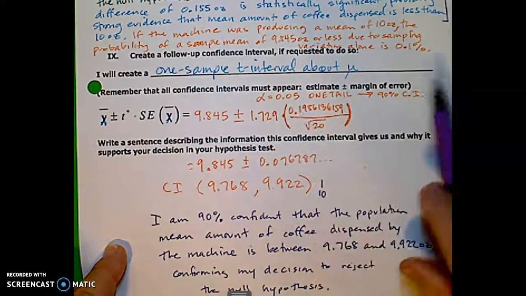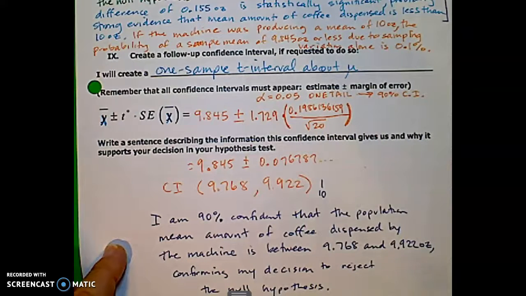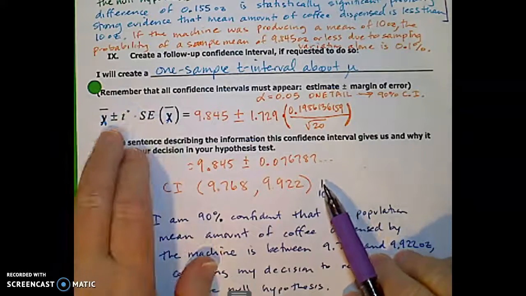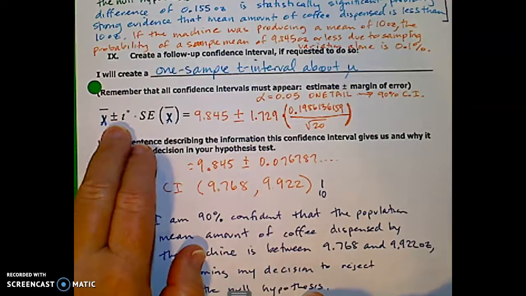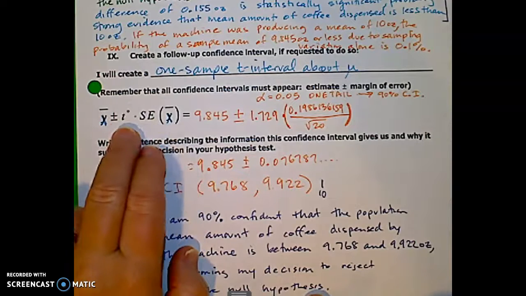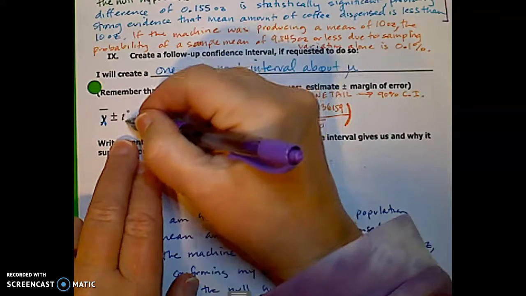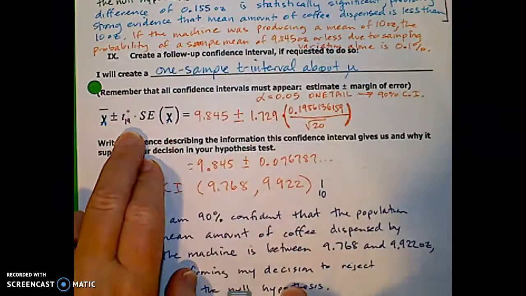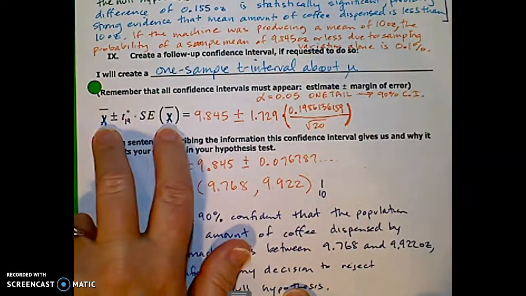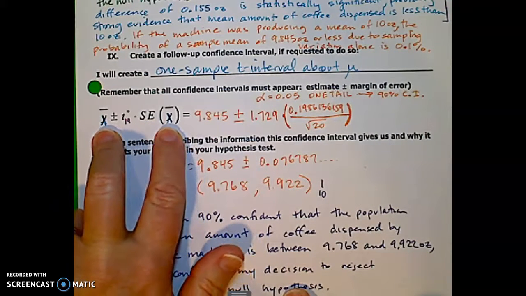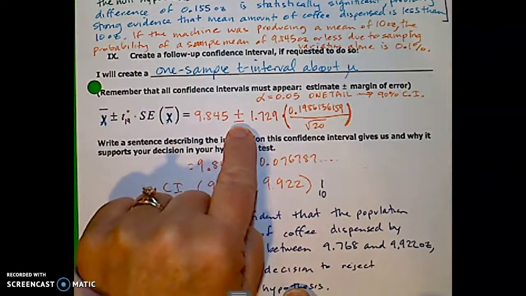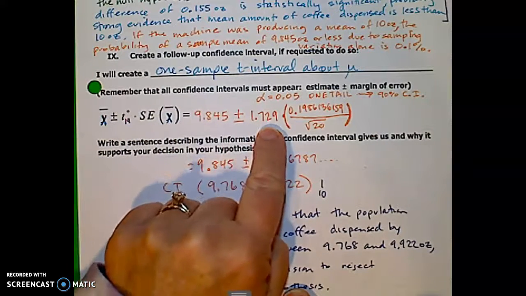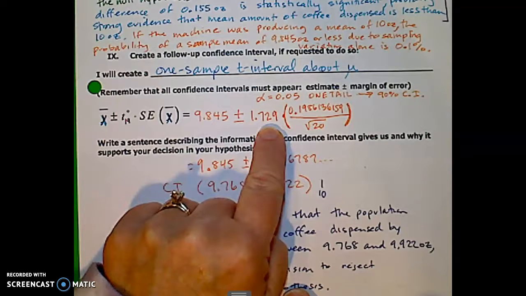Treating it as if there's a 5% area on the upper tail. So our formula is our test statistic plus or minus the margin of error, which is t star, and this will be for 19 degrees of freedom, times the standard error. These can be x bars or y bars. It really doesn't matter. X bar or y bar, 9.845, plus or minus our t score for 19 degrees of freedom.